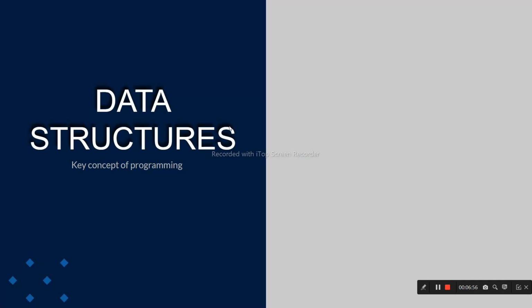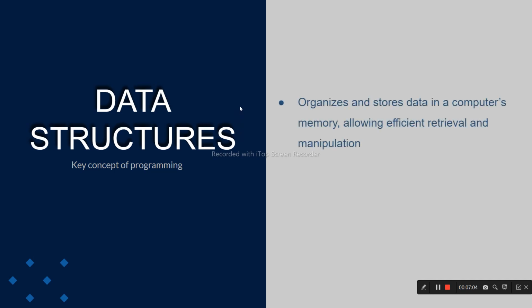We have what we call data structure. Now this is different from data. This is different from, not data, but variables. What a data structure really does is organize and store data in a computer's memory, so that it allows efficient retrieval and manipulation of data, right?